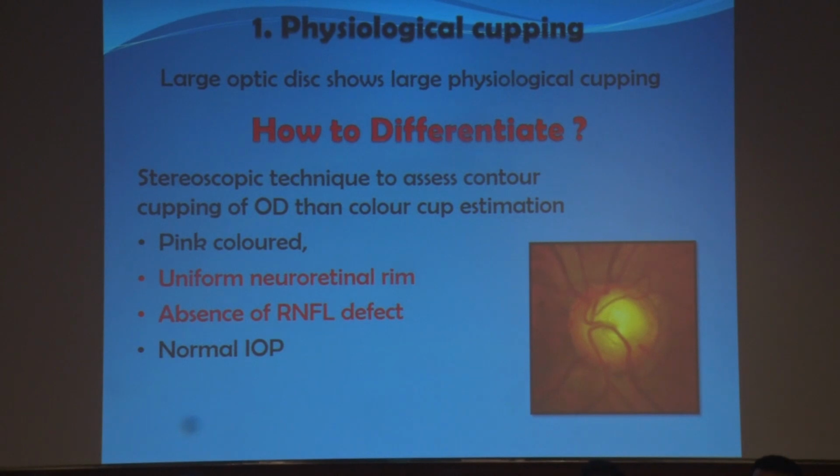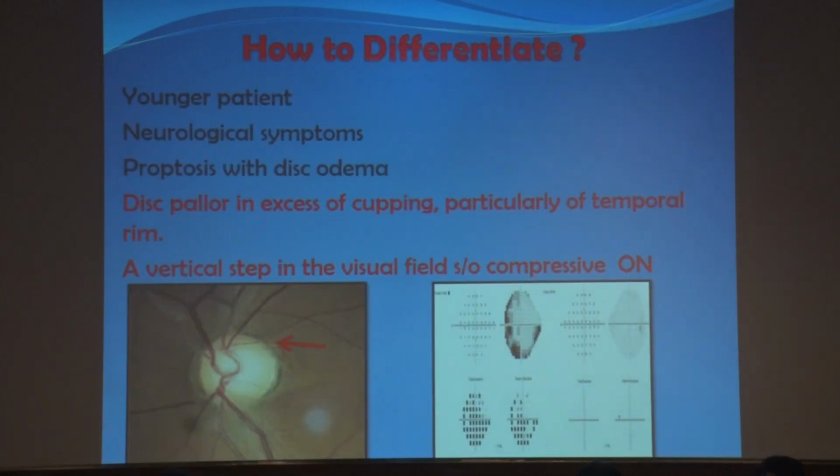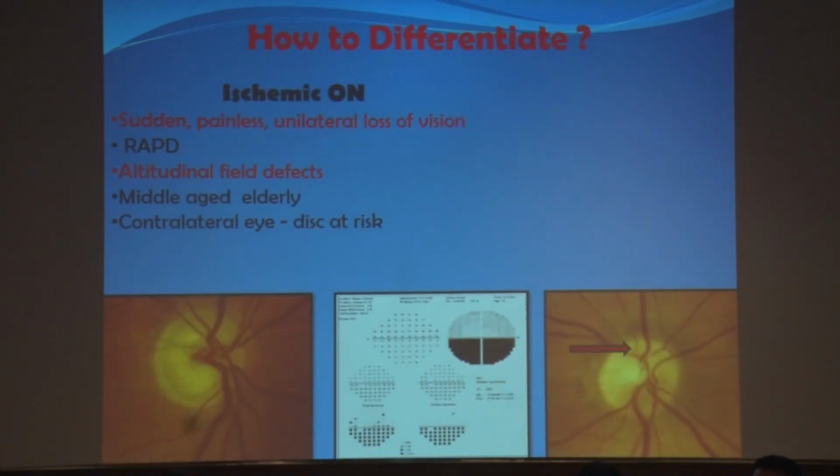Physiological cupping can be differentiated on the basis of a uniform neuroretinal rim and absence of RNFL defect. Compressive optic neuropathy can be differentiated on the basis of disc pallor in excess of cupping, particularly of the temporal rim, and a vertical step in the visual field is suggestive of compressive optic neuropathy. Ischemic optic neuropathy has the features of sudden, painless, unilateral loss of vision and altitudinal field defects.